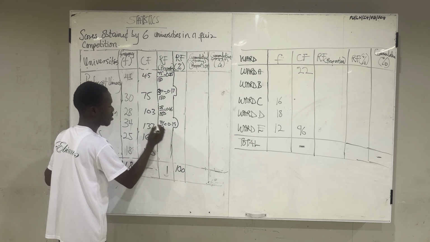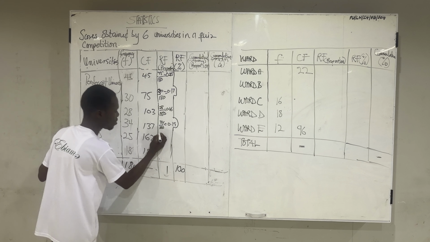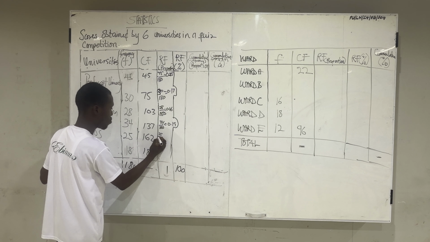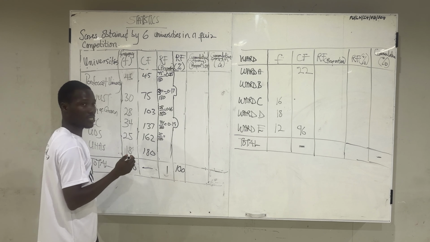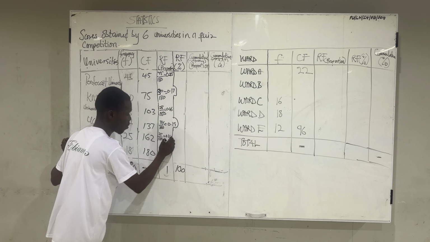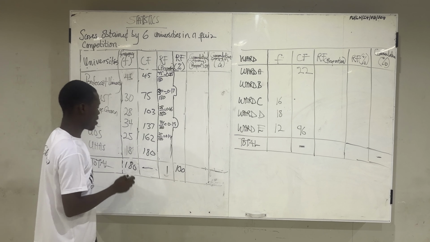0.19. Okay, then we have 25 over 180. And that's going to give us 0.14. Okay, then the next one is 18 over 180, which gives 0.1. So you see, if we add all together, you get 1. Okay.